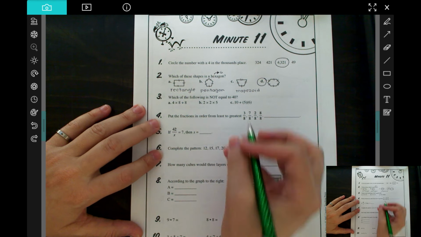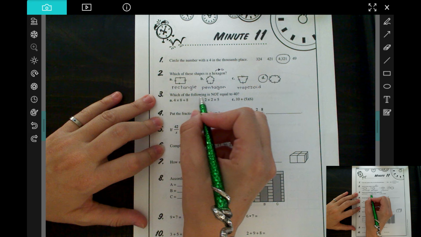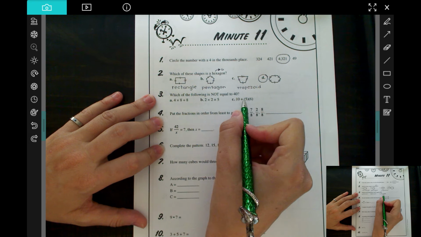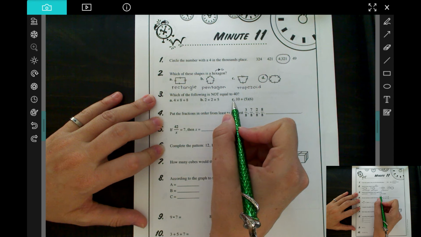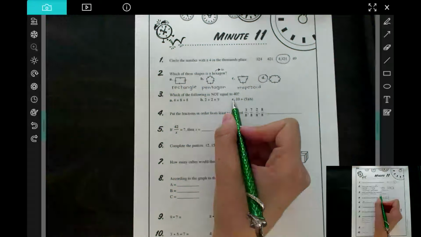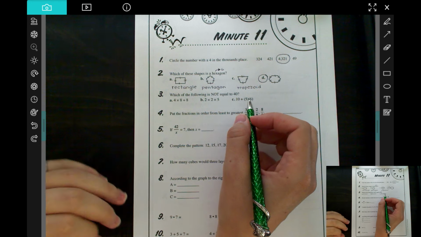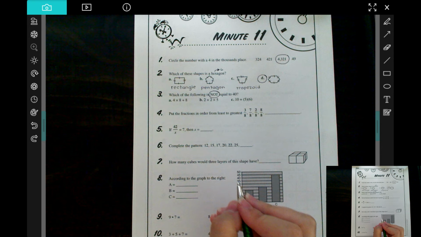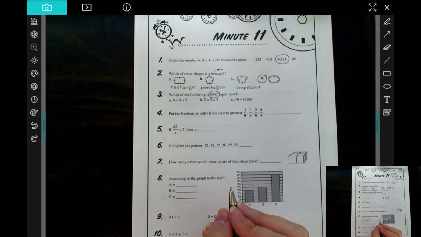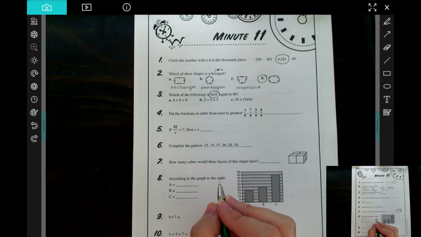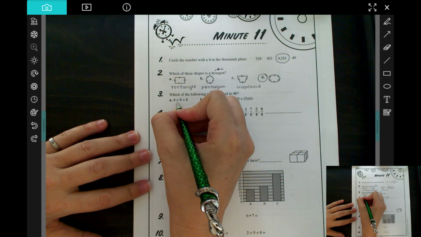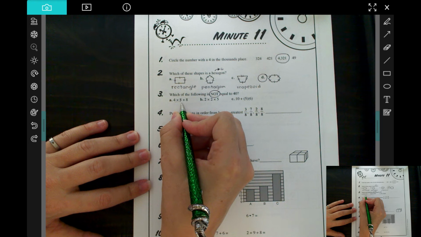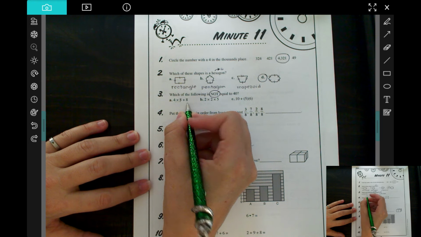Number 3, which of the following is not equal to 40? Just like I've done on other math minutes, I'm going to actually answer each of the 3 just to make sure that there's not more than one answer and to make sure that I am doing things correctly. Again, not. They have this capitalized for a certain reason. Which one is not equal to 40? Order of operations tells me I have to do my multiplication first. So 4 times 8 is 32, plus 8 is 40.